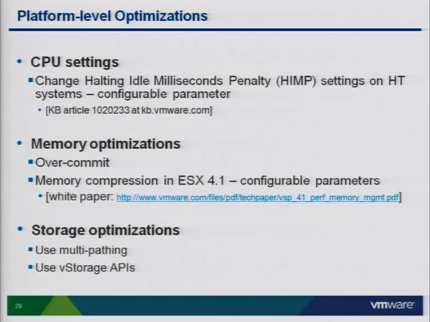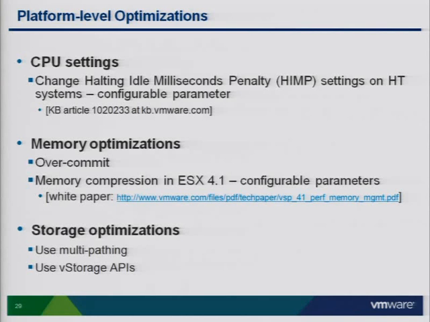The next best practice is that you can do memory overcommitment in vSphere. In 4.1, we have support for memory compression, as Sunil presented earlier. This also has a lot of configurable parameters. Before a page is swapped out to the disk, the system sees if it can compress that page. So you can have more confidence in doing memory overcommitment with this setting, and you can play around with different settings. More details about memory compression are in the white paper. On the storage front, you can use multipathing as well as vStorage APIs if available.